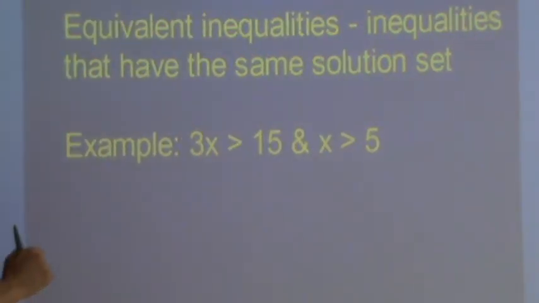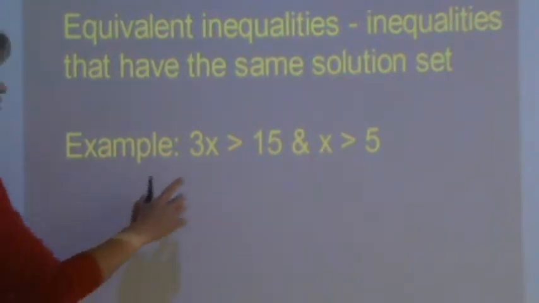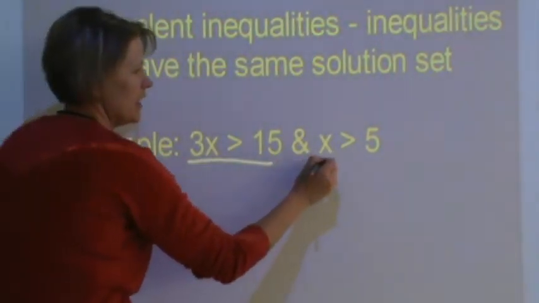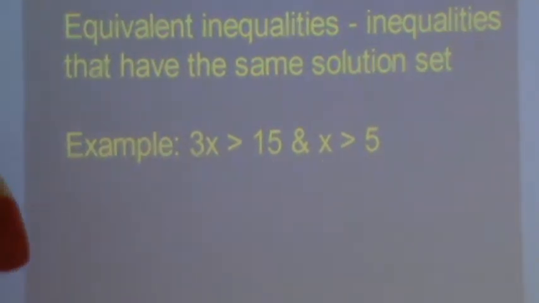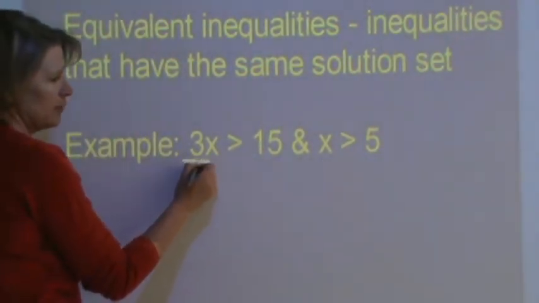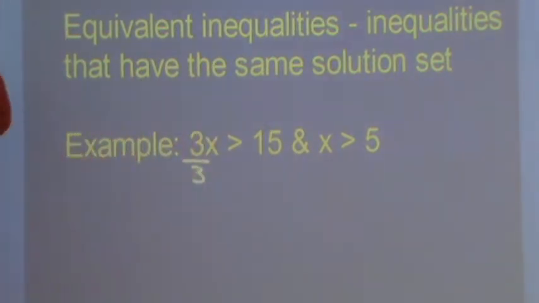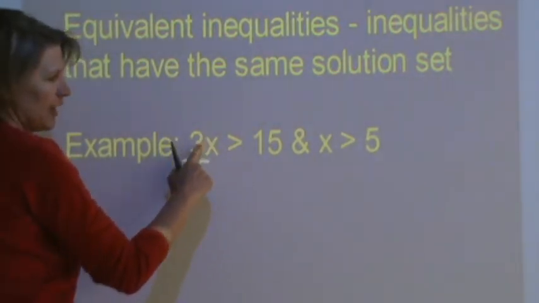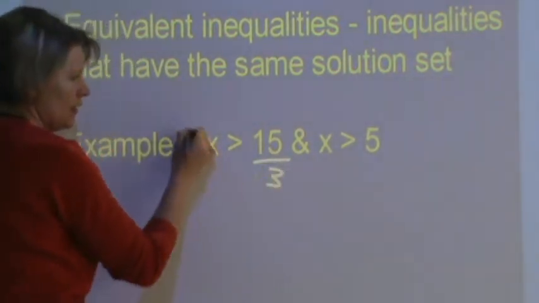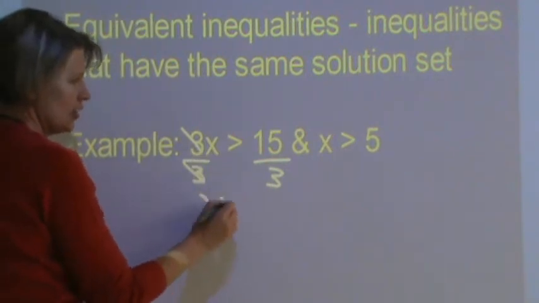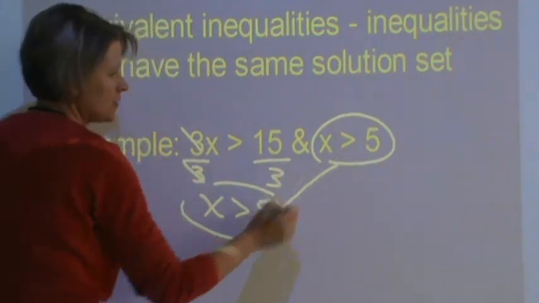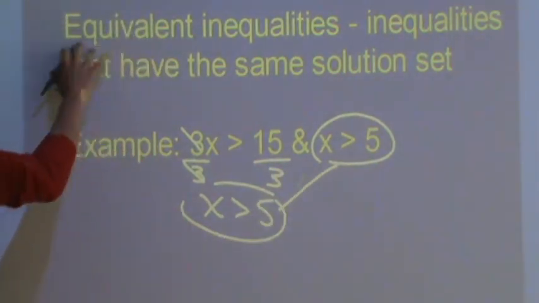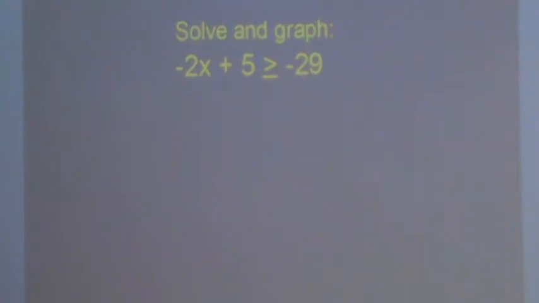Equivalent inequalities are inequalities that have the same solution set. So these two would both be equivalent inequalities, because if I were to rewrite this one, I would divide both sides by 3, because like I said on the previous page, you solve it just like it had an equal sign. So if this was an equal sign, you'd divide by 3, divide by 3. Then x would be greater than 5. Same as this. That's why they're equivalent. Equivalent, you can see equal in there. Okay, similar.